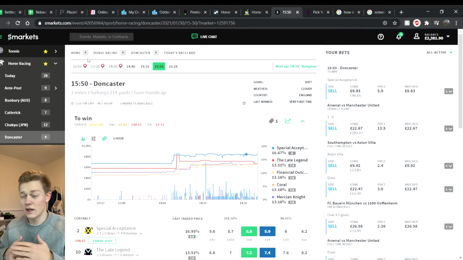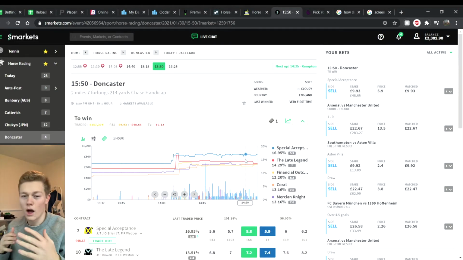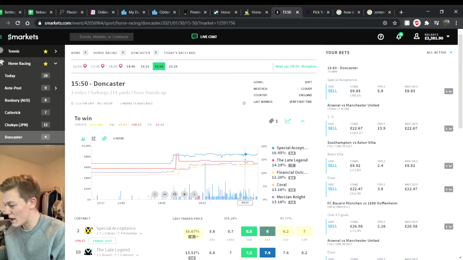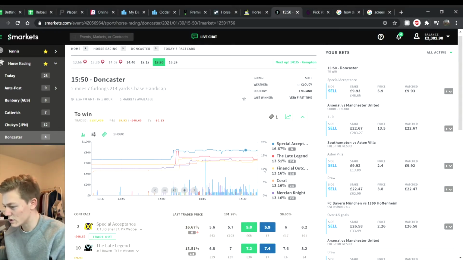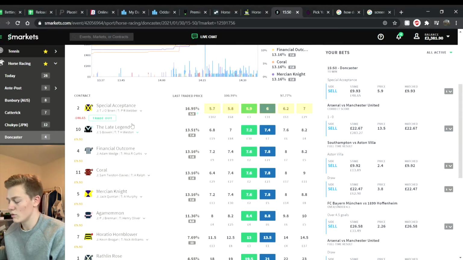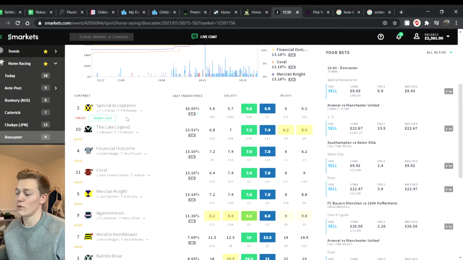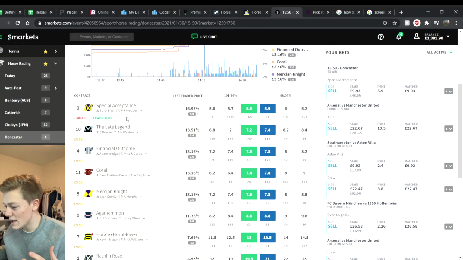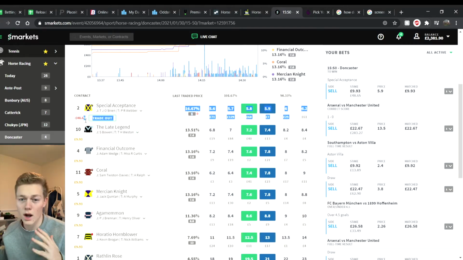So another really key term to know about is liability. So what is liability? Liability is the amount of money that you will lose in your exchange if your lay bet loses. So here I've got a lay bet against this horse called Special Acceptance to win. So that means that if he wins, I'm going to lose £48.65 in my exchange. That's my liability.